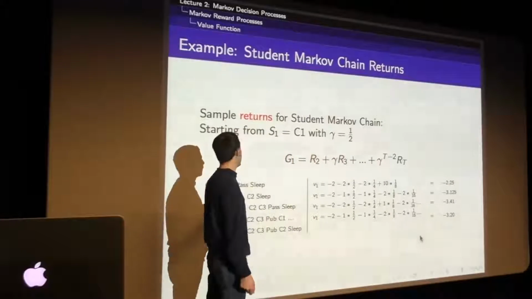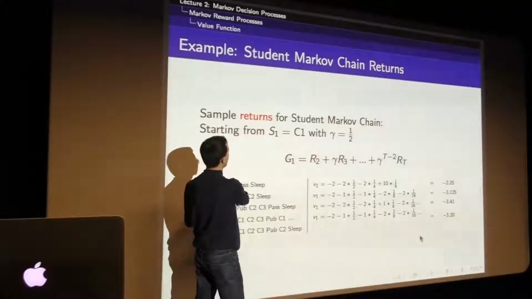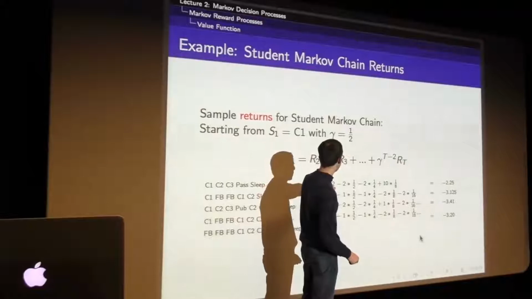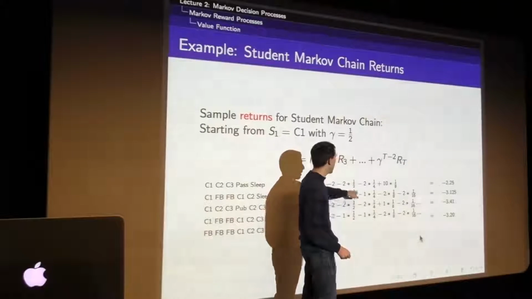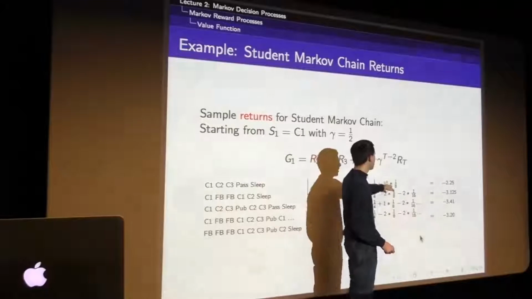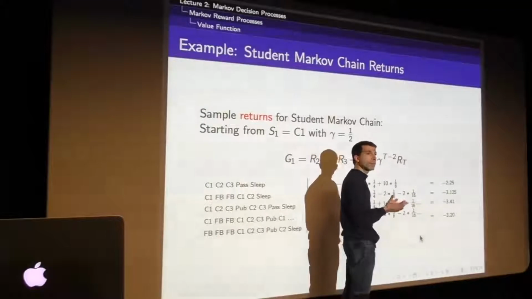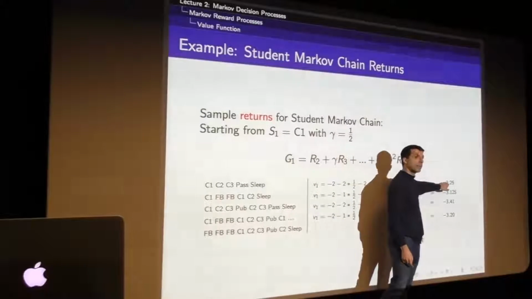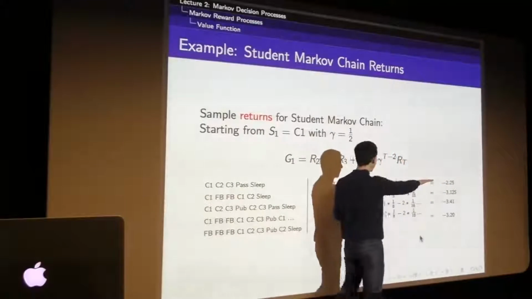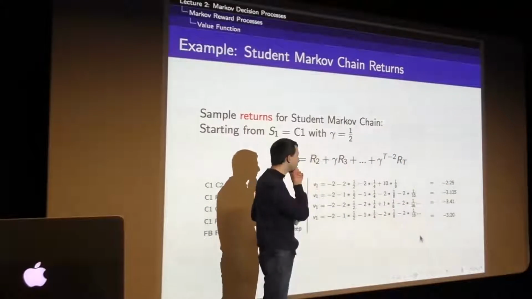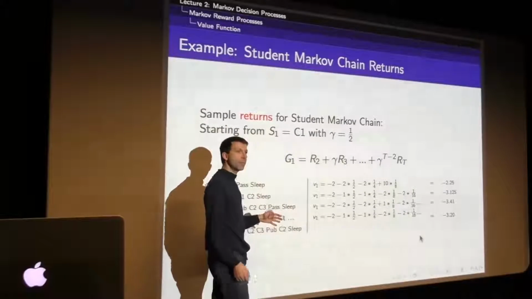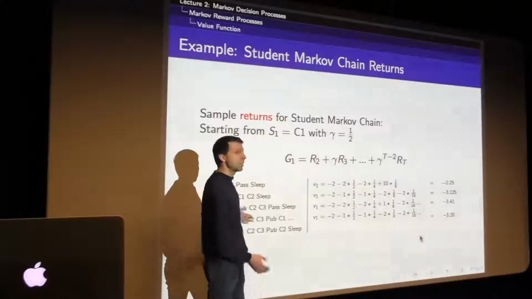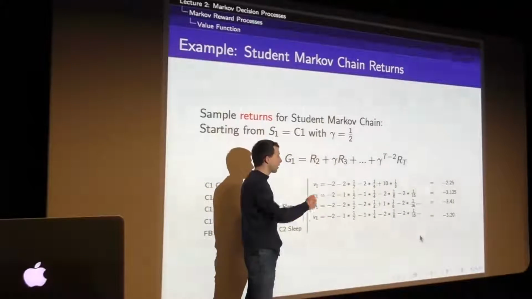Now if we look at the value of these, these are basically the returns here. You get -2 at the first step, -2 discounted by a half, -2 discounted by a quarter, and then at the end you get this +10 reward for finishing all 3 classes, and that's discounted by an eighth. You sum those all together, you get -2.25. So that's one sample of the return. This one should say G1. And now we've got 4 different samples here. These are the first 4 different sample sequences through this Markov reward process.